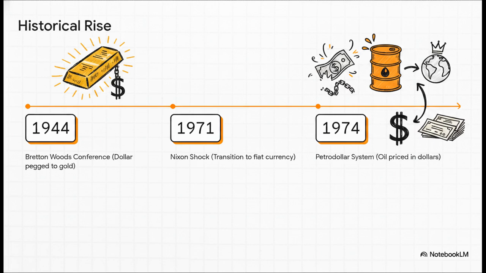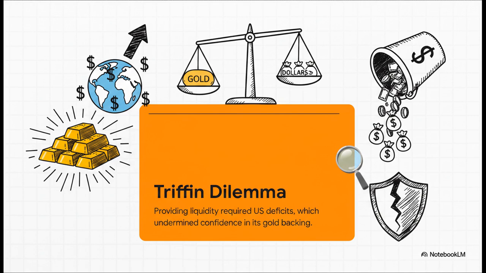Now, what's super fascinating about that early era right before the Nixon shock is something called the Triffin dilemma. It's this wild economic paradox. See, as global trade expanded, the world desperately needed more dollars. But to supply those dollars, the U.S. had to constantly run balance of payments deficits.